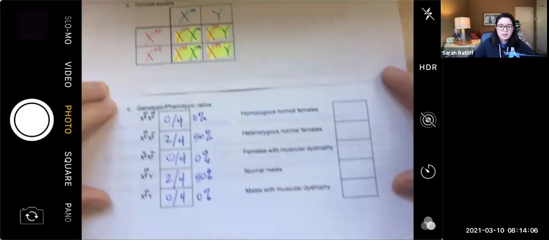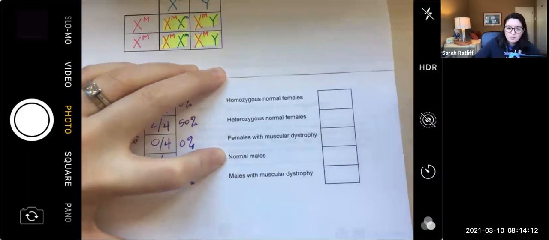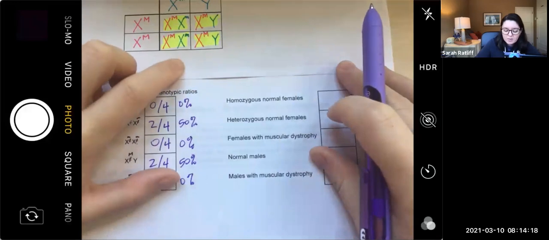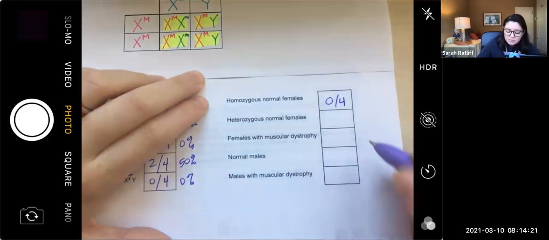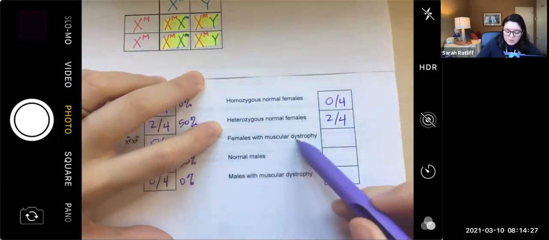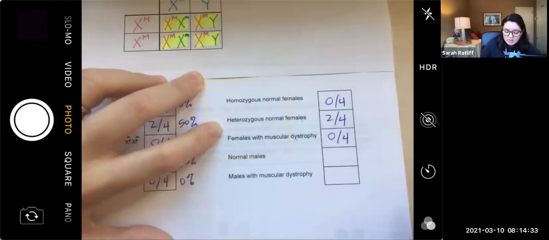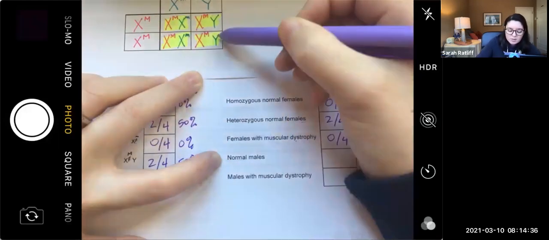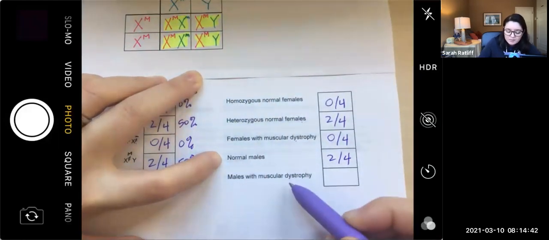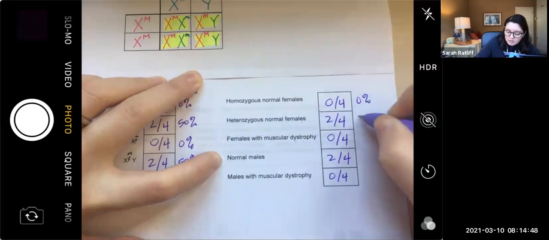Let's look at their spread in terms of breaking down all of these words: heterozygous, homozygous, males, females, muscular dystrophy. All right, homozygous normal females. Well, we don't have any homozygous dominants, so we got 0 of those. Heterozygous normal females, we got 2 of those. Females with muscular dystrophy, since both of our females were dominant, none had this disease. Normal males, again, we have 2 of those because they each got a big M from mom, meaning we have no males left, and none of them have muscular dystrophy. Percentages.